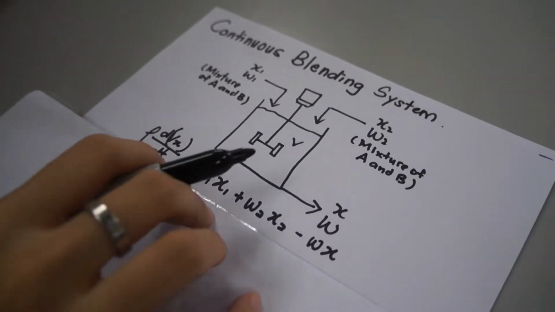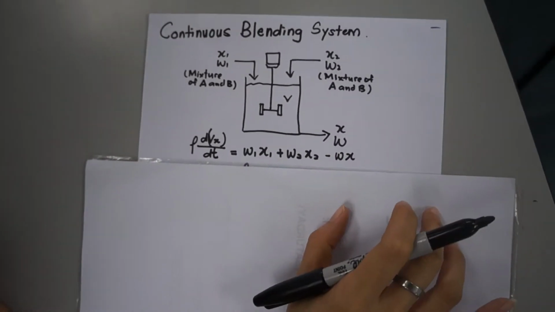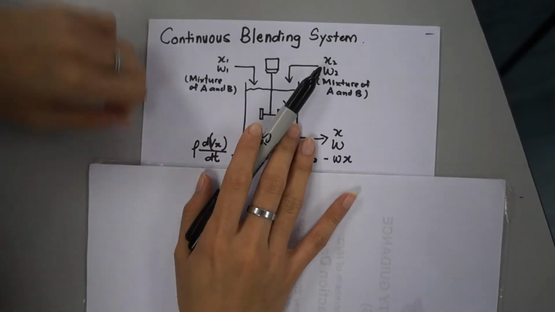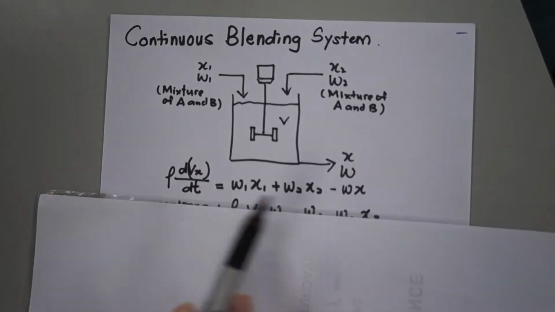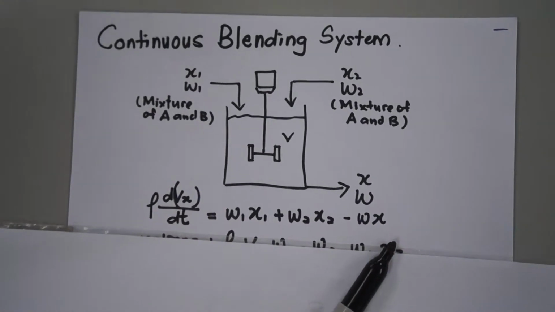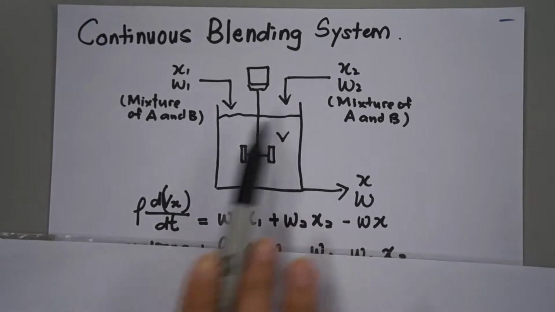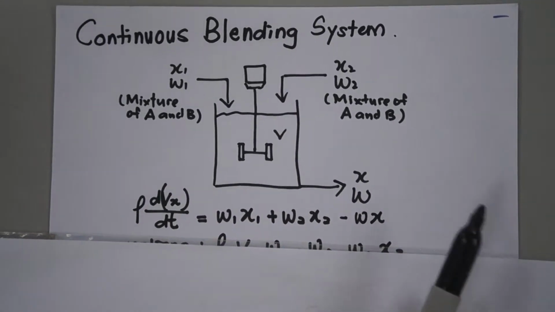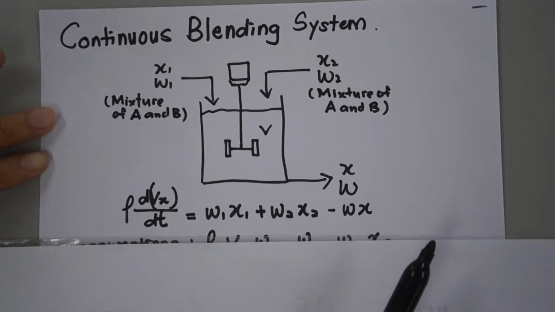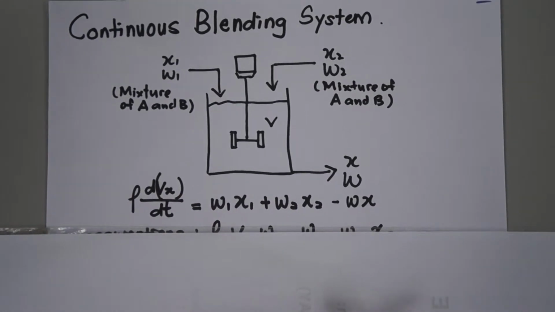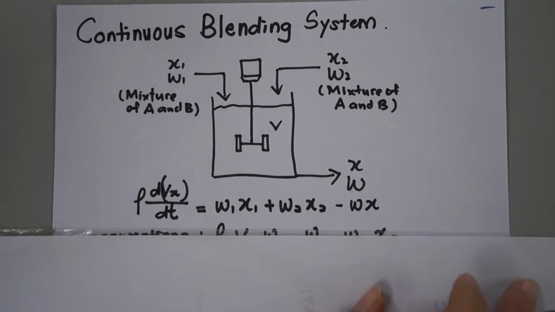Okay, so hello everyone. In the earlier class, we discussed the continuous blending system and came up with the component balance for it. Correct? We remember that x1 and w1 are one of the inlets, and this is the second inlet, and we have only one outlet. So this is the component balance that we get. So today, we are going to do a transfer function model for this system, a similar system.